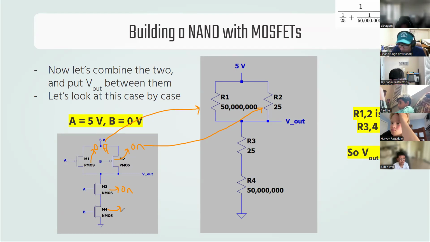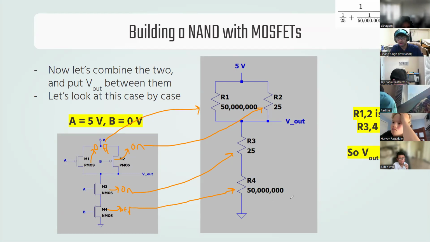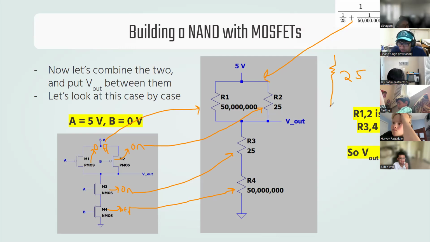And is this transistor going to be on or off? Off, right. And so since this one is on, it goes to 25. Since this one is off, it goes to 50 million. Okay? Now notice, this is the equation for parallel resistance. So this whole combination right here is equivalent to about a 25 ohm resistor. Okay? Then we take V out right here. And then down here, we have 25 plus 50 million, which is about 50 million.